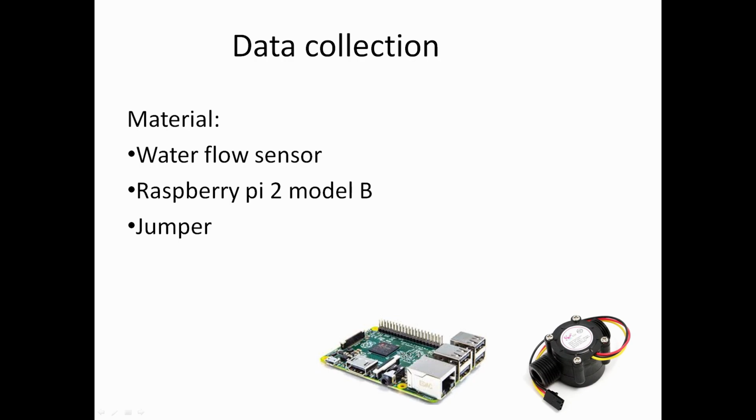First, I will talk about the data connection part. Let's take a look at the material list. In this part, I will use the water flow sensor, Raspberry Pi 2 Model B, and some jumpers. In the picture below, there are the Raspberry Pi and the water flow sensor.